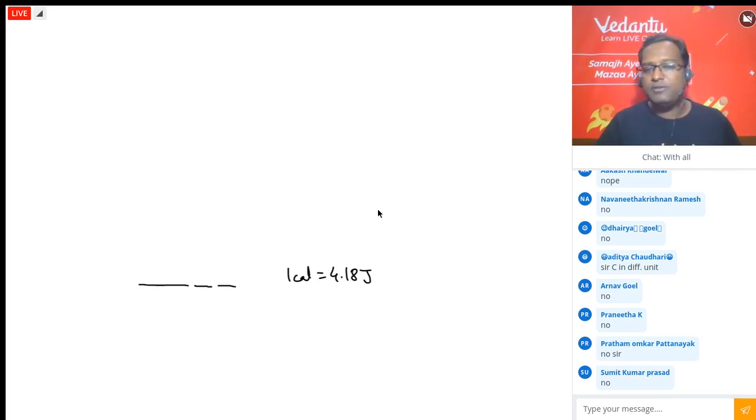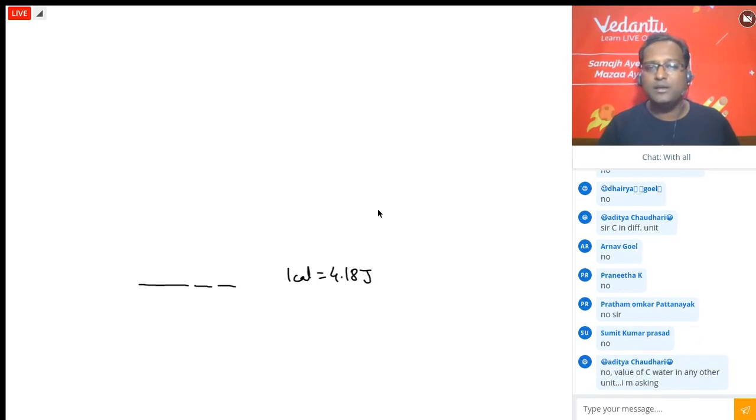C is 4.18 joule per kg per Kelvin. Delta T is in Kelvin. Mass is in kg. And the left side is now in joules because I multiplied it by 10 to power 3. Okay, I understood what you're saying. Gallon or kg is the issue. The value of sea water in any other unit would become 1 calorie per kg Kelvin.